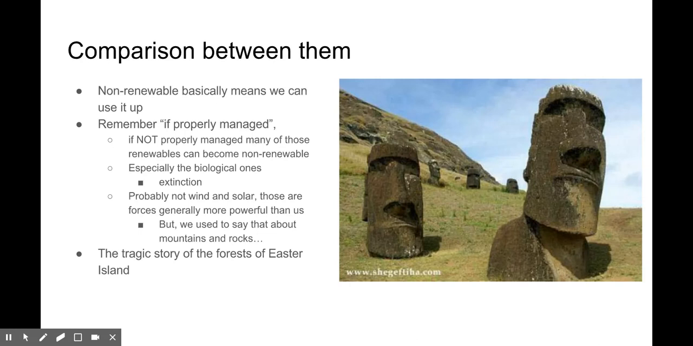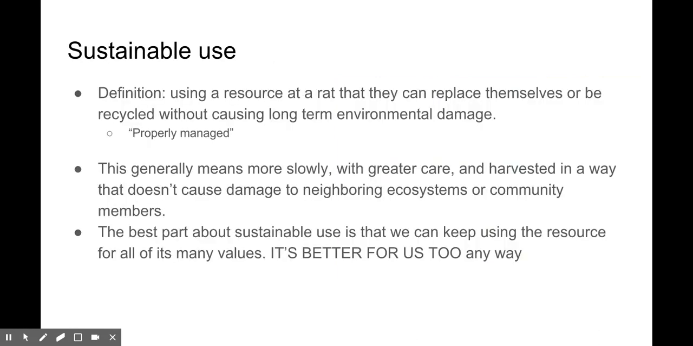So when we talk about biological renewable resources, we do have to manage them appropriately, because you can degrade them to a point that they're unable to come back. And the practice of using them responsibly is called sustainable use. Sustainable use is using a resource at a rate that it can replace itself or be recycled without causing long-term environmental damage. In the past few slides, we referred to that as properly managed.